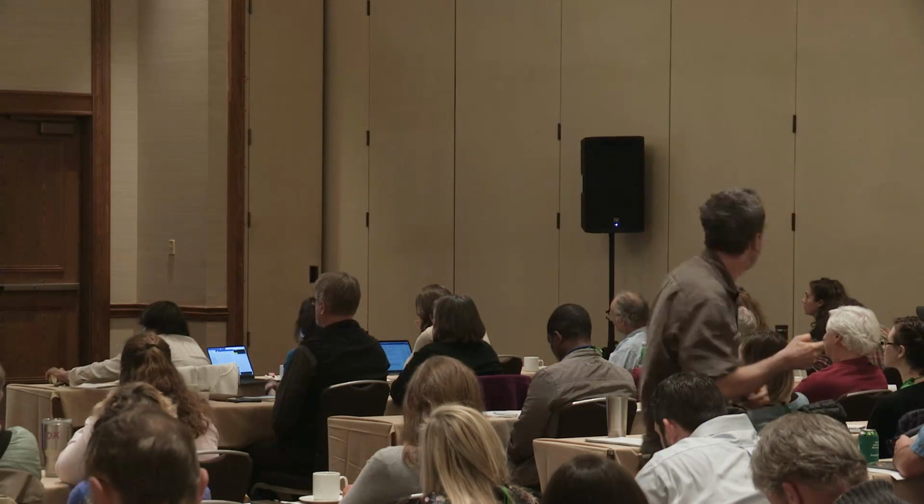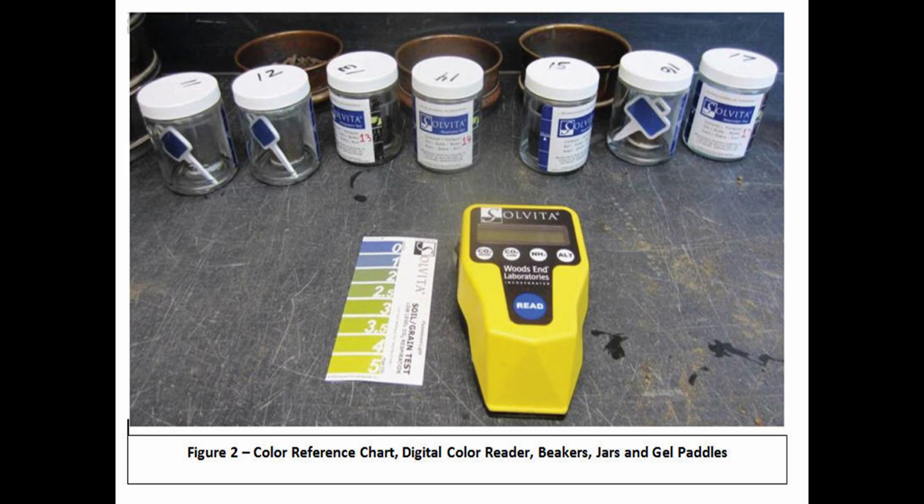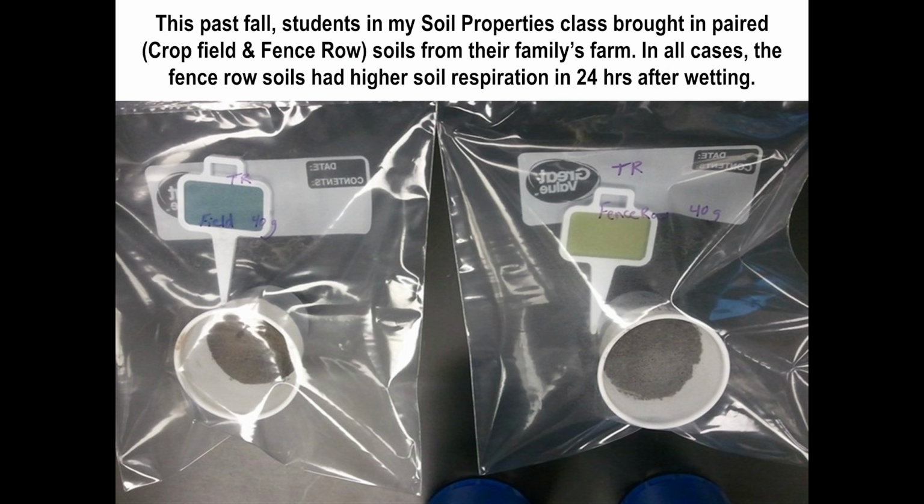You need both things. We need organic materials being turned into plant-available nutrients so that our crops are well fed, and we also need to be building organic matter. Those are two different functions that we need to think about, okay? So we can measure respiration in soil. This is the Solvita test. Anybody had the Solvita test done? I have my students do this. We compared soil in their crop fields and in the fence row, and consistently, the fence row has more respiration during a 24-hour incubation after wetting dry soil.